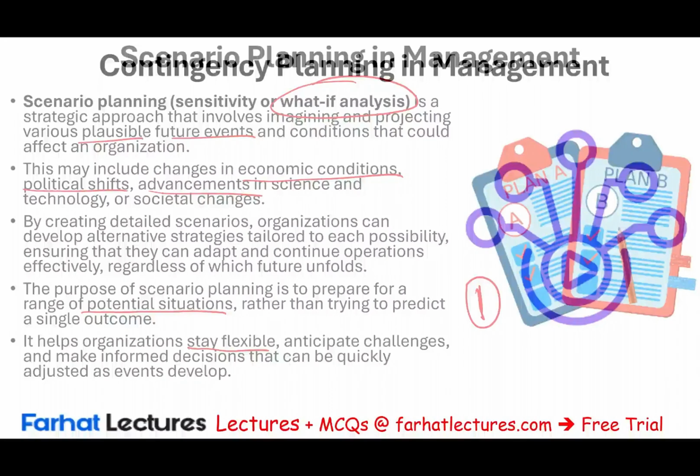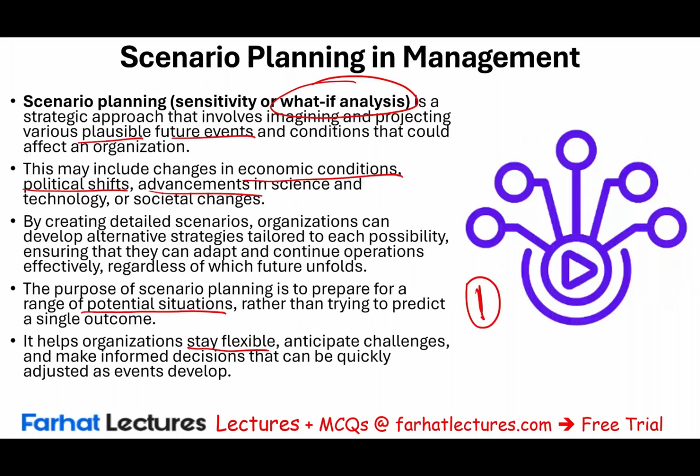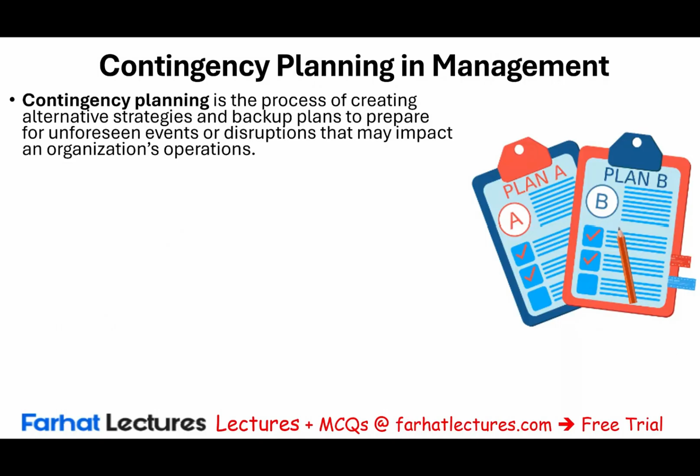and we can measure those quantitatively as well. Then we have something called contingency planning. Don't confuse scenario planning with contingency planning. Contingency planning is the process of creating alternative strategies and backup plans to prepare for unforeseen events or disruptions that may impact the organization's operation. Here we're talking about something else. For example, under scenario planning, we could have a plan A and many types of plan A. Here we're moving from plan A; we have to have a plan B in case plan A and all its scenarios go wrong, just something unforeseen happens or a disruption.